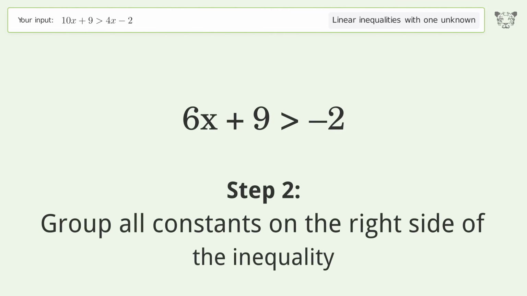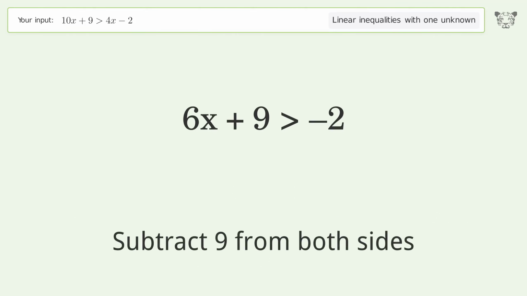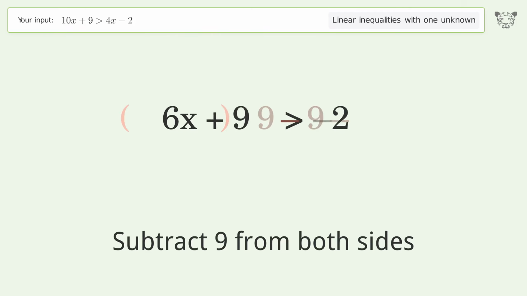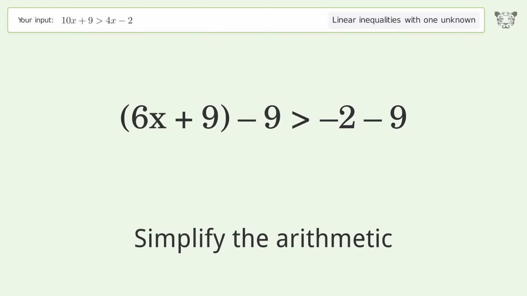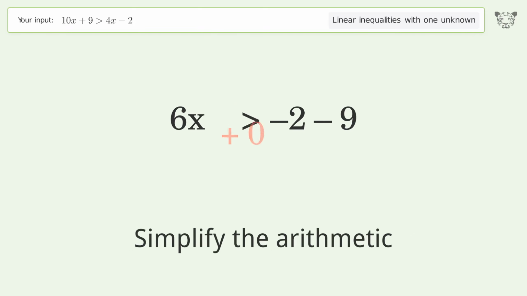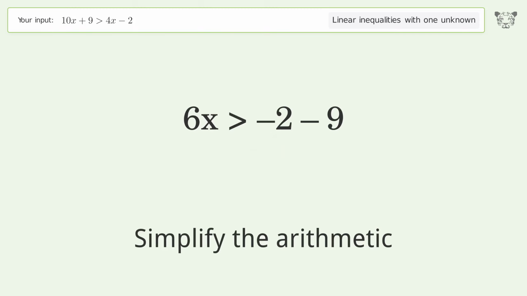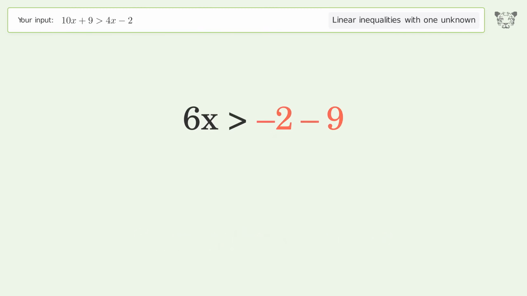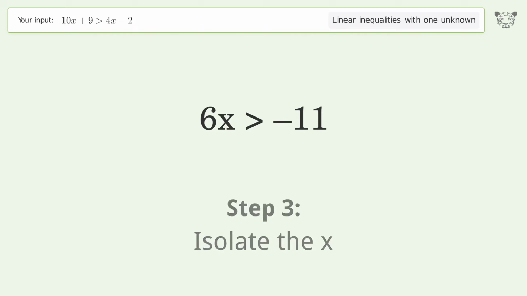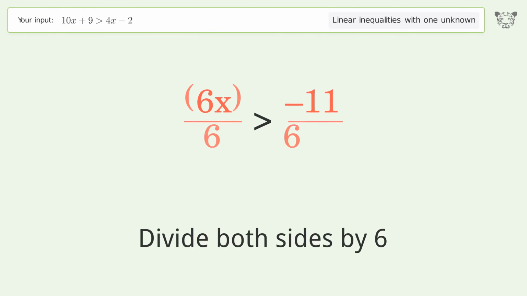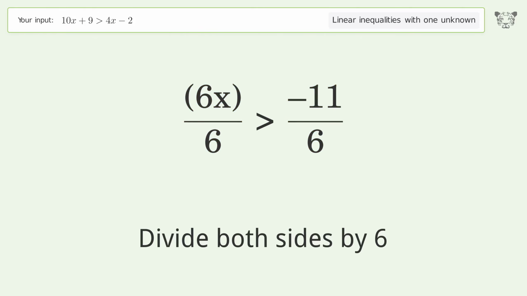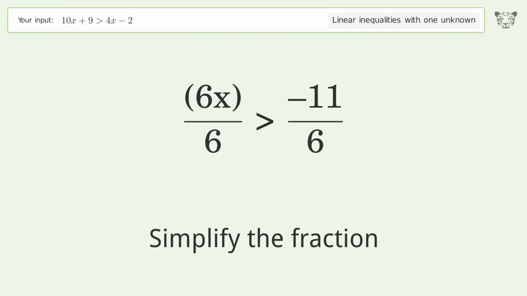Group all constants on the right side of the inequality. Subtract 9 from both sides. Simplify the arithmetic. Isolate the x. Divide both sides by 6. Simplify the fraction.